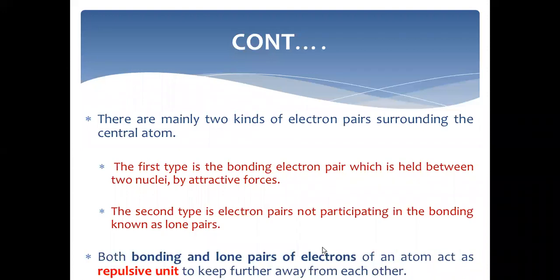So both bonding and lone pair of electrons of an atom act as repulsive units to keep further away from each other. I said around the atom, what bond types and electron pairs are present? One should be able to make the bond, another one should not participate in the bonding. So that should be the lone pair. These two, bonding and lone pairs of electrons of an atom, are known as the repulsive unit, to keep further away from each other.